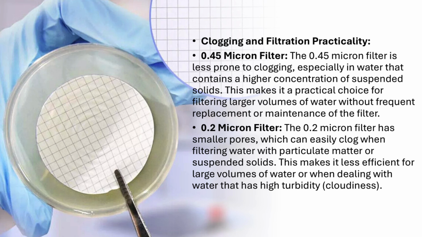0.45 micron filter. The 0.45 micron filter is less prone to clogging, especially in water that contains a higher concentration of suspended solids. This makes it a practical choice for filtering larger volumes of water, without frequent replacement or maintenance of the filter. Now, 0.2 micron filter. The 0.2 micron filter has smaller pores, which can easily clog when filtering water with particulate matter or suspended solids. This makes it less efficient for large volumes of water or when dealing with water that has high turbidity, cloudiness.